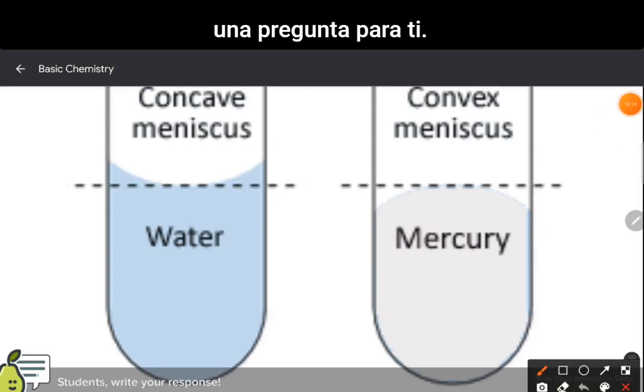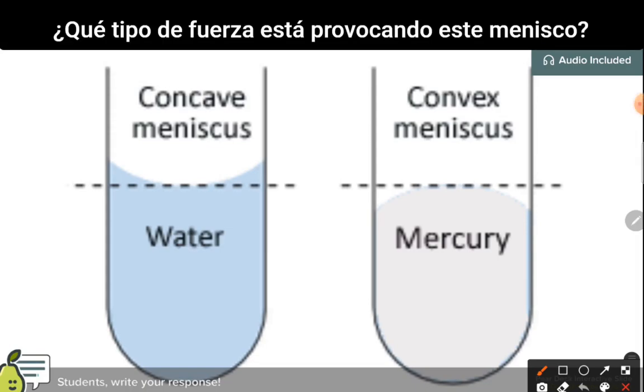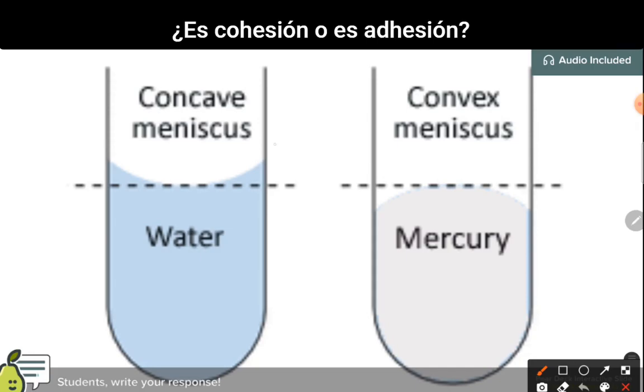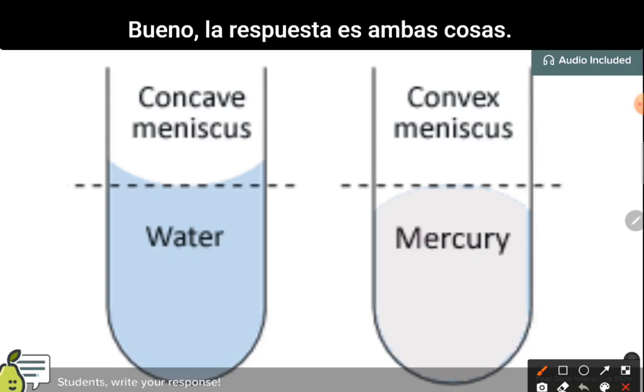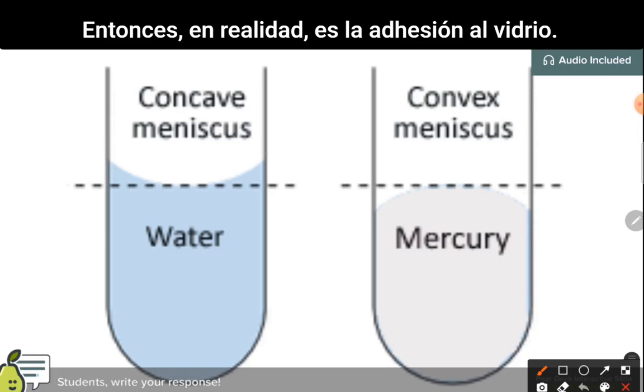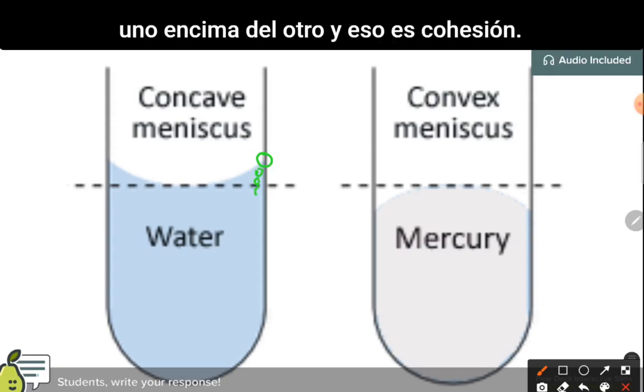And so, question for you, what type of force is causing this meniscus? Is it cohesion or is it adhesion? Well, the answer is kind of both. Actually it is adhesion to the glass. The glass is polar, but there are also water molecules stacking on top of each other, and that's cohesion.